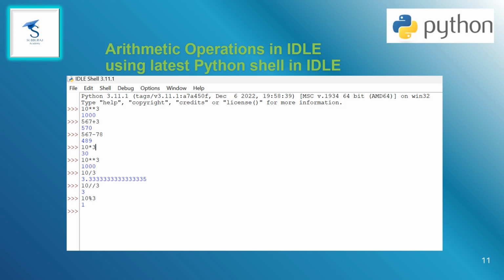You want to find a remainder. It's called modulus. 10 percent 3 means, what will be the remainder? When you divide 10 by 3, you promptly get the answer 1. That is the remainder when you divide 10 by 3. So here, of course, there will be integers. So in this slide, I showed you addition, subtraction, multiplication, float division, and the integer division, as well as modulus operation.